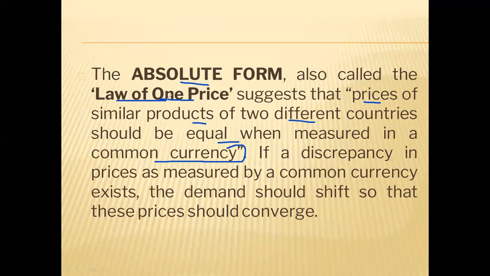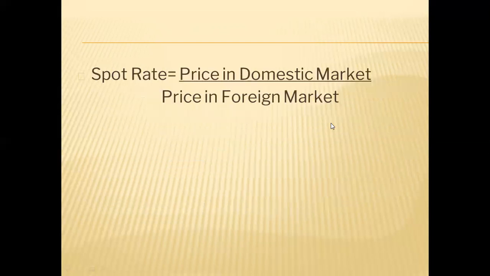So the absolute form of purchasing power parity theory is also known as the law of one price. In this theory, we will compare the prices of a good or a material in two different currencies, and we will arrive at an exchange rate. See how you see this formula, it will become more clear. Spot rate is the exchange rate between two currencies. How will it be determined using this theory?